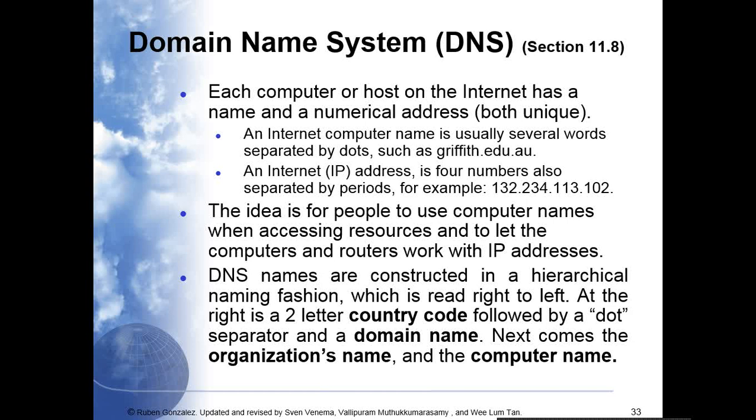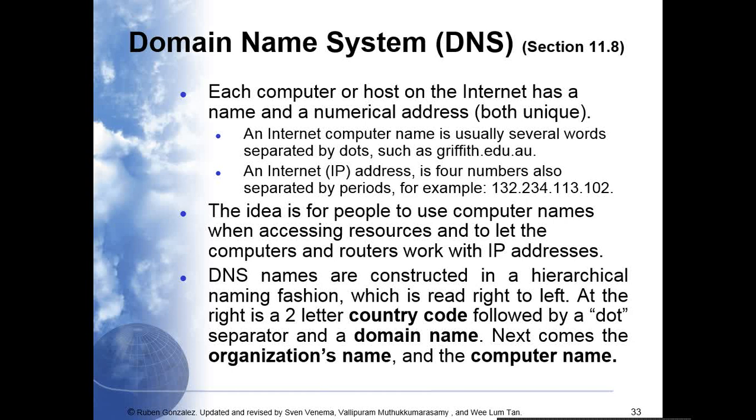What that means is there must be a translation between me typing www.google.com and the actual IP address. Yeah? Because the machine uses the IP address. Do you do the translation? No. There's a program or something sitting around that takes your English text and turns it into the IP address. So DNS, or the domain name system, is the thing that does that processing or that translation for you. So the idea is for people to use computer names and to let the computers and the routers work with the IP addresses, which is more efficient for them.